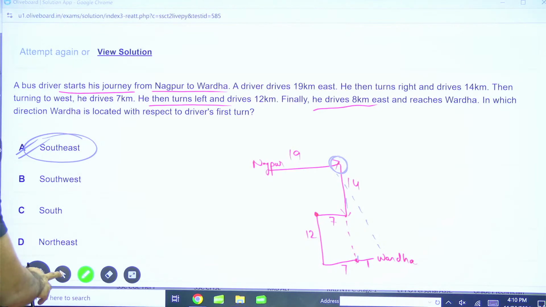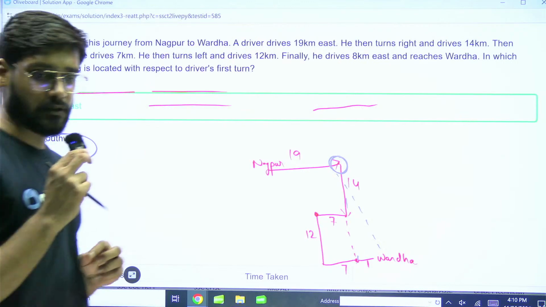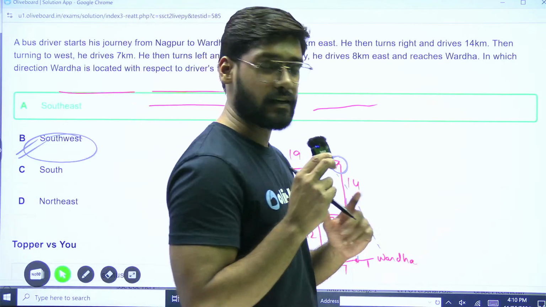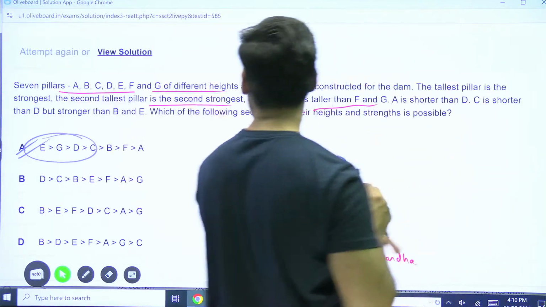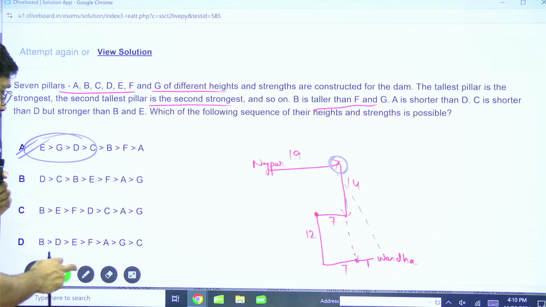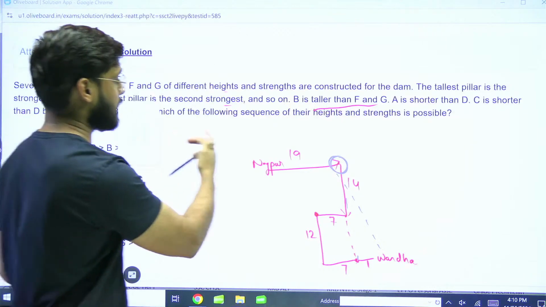Let's mark option A and see if we are right or wrong. Yes, we are right because it turns into green. Next, the fifth question on our screen. Let's see the right solution for this one.